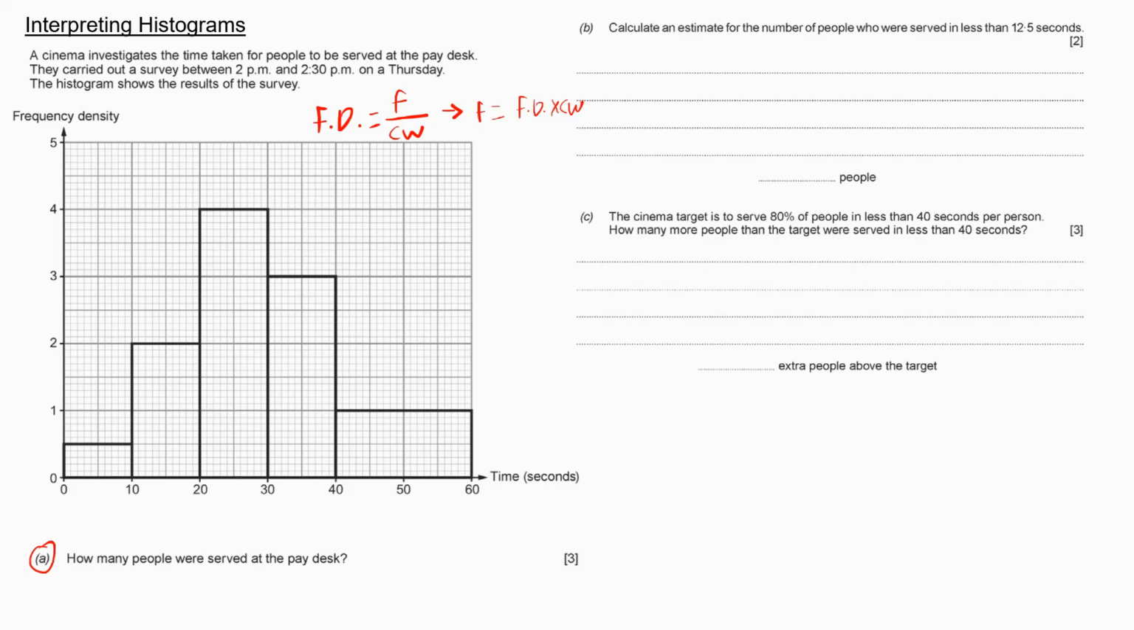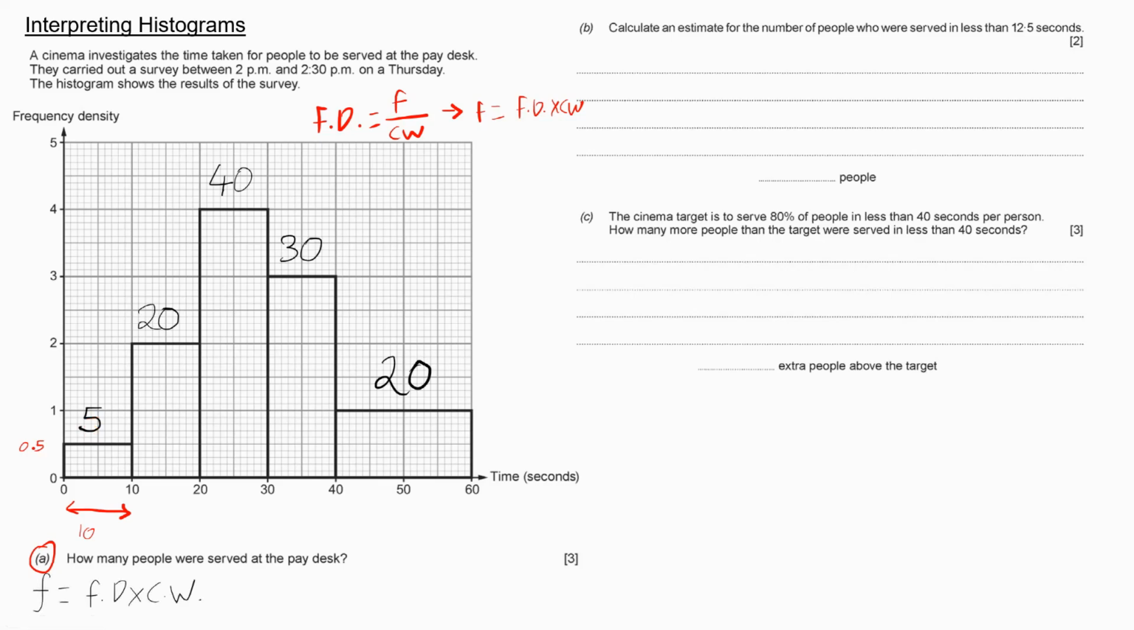If I look at the first bar, between 0 and 10 seconds, that's a class width of 10 take away 0, which is 10. Frequency is frequency density times class width. Looking at the height of the bar gives us a frequency density of 0.5, and if we do class width times frequency density, 10 times 0.5, we get 5. And we can carry on this way to work out the frequencies of all the bars.